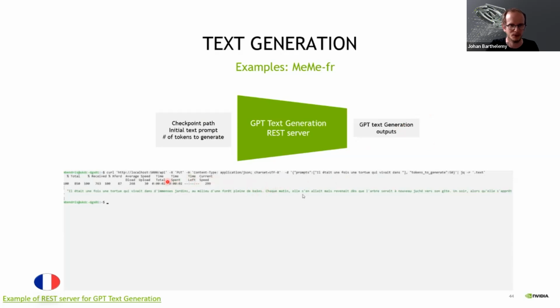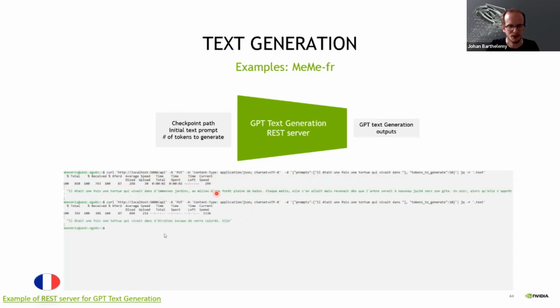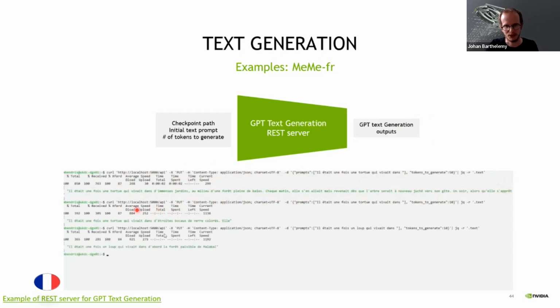You send a curl, well, a POST request using a prompt: "Once upon a time, a turtle lived in", and then the model in green will actually complete the sentence for you. So once upon a time, the turtle lived in a very big garden in the middle of a forest. Every morning, she goes for a little walk, etc., etc. So the model, even though it's a small one, was able to generate something that makes sense. Here it's in French. You can ask the same thing for English, but you could train the model for the Thai language as well.